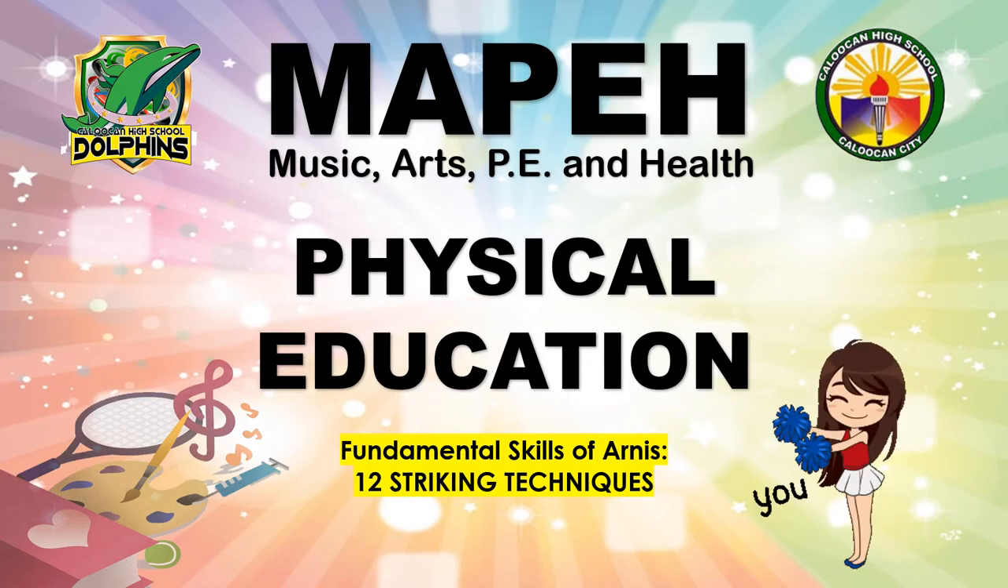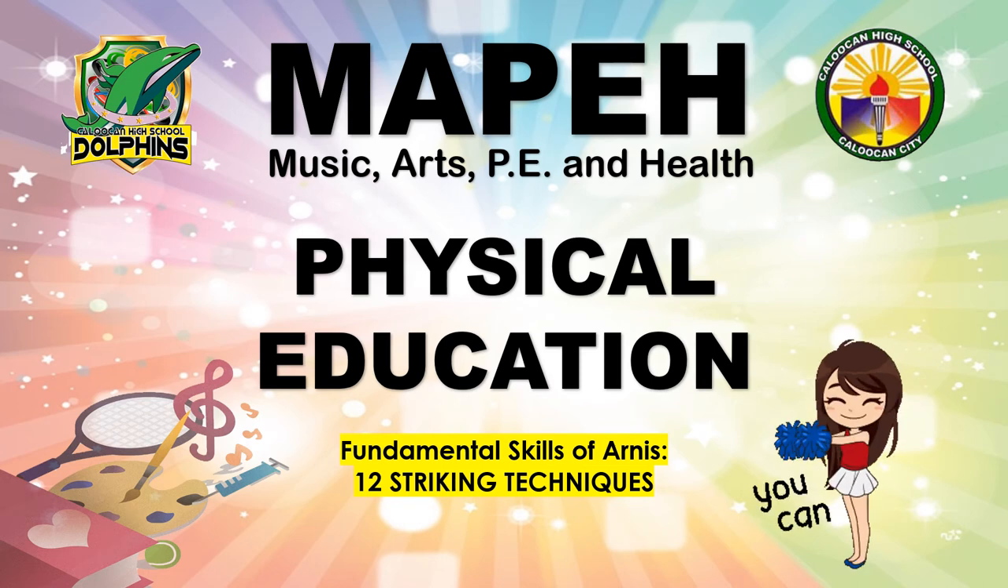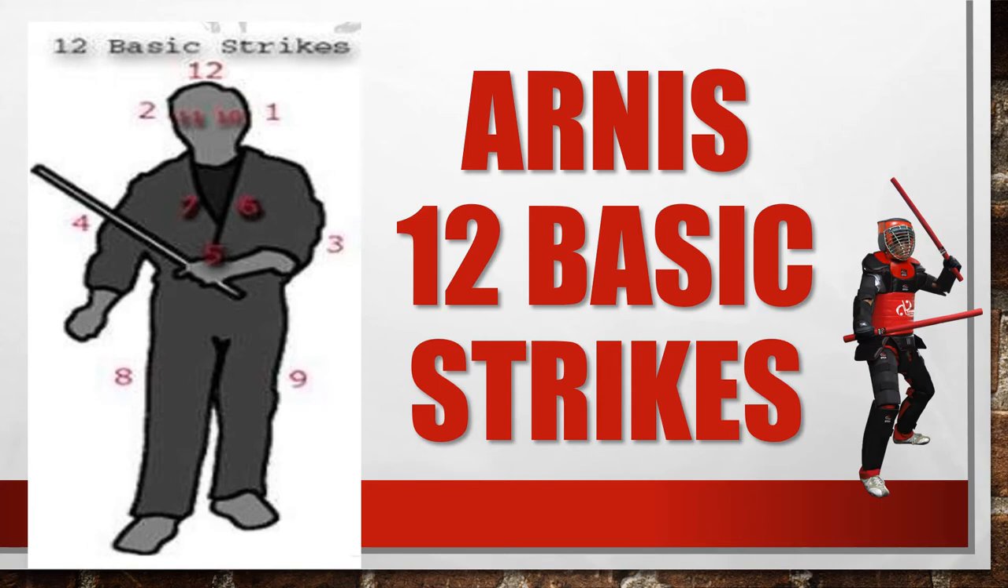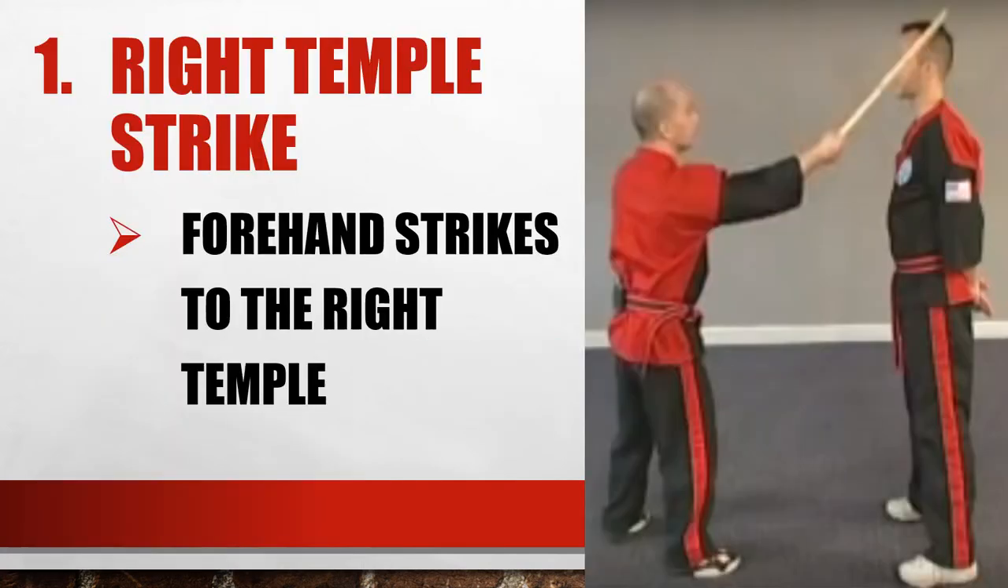In Physical Education Week 5, we are going to discuss the fundamental skills of our knees, specifically the 12 striking techniques. So, what are the 12 basic strikes of our knees? Number 1, right temple strike. You're going to strike using the forehand strike to the right temple, as you can see in the picture.